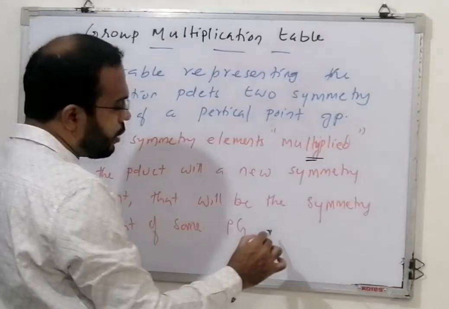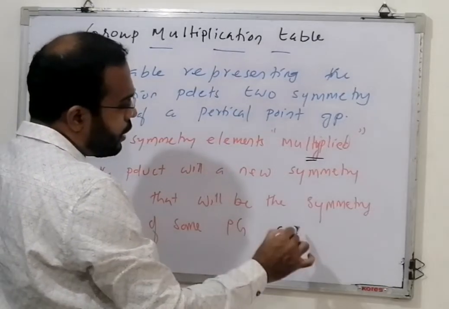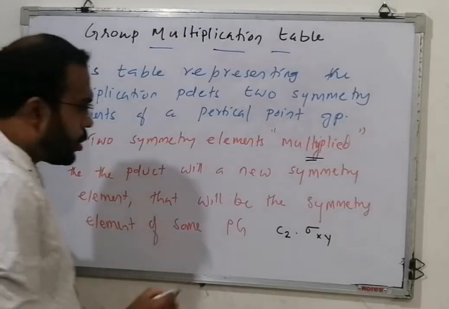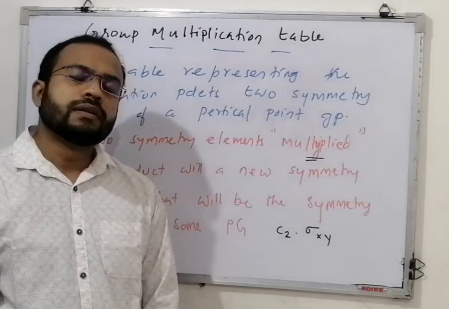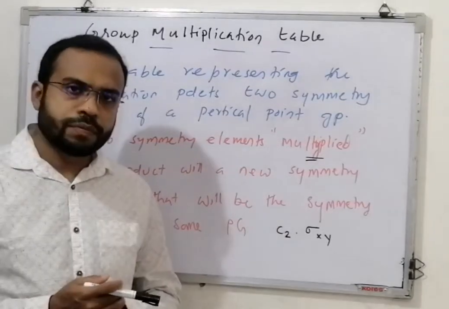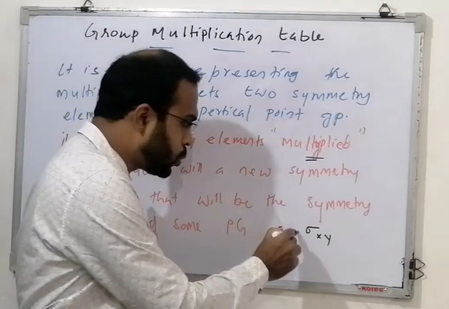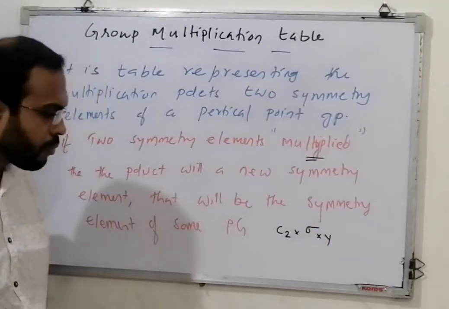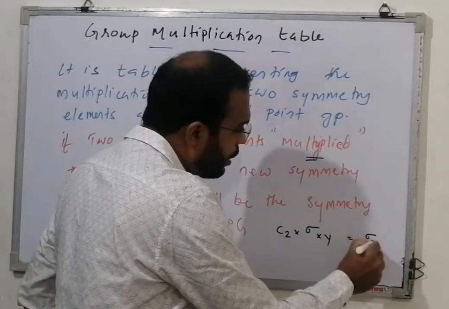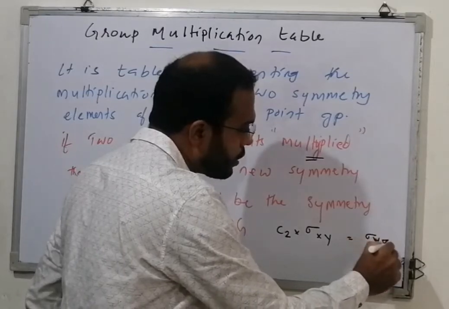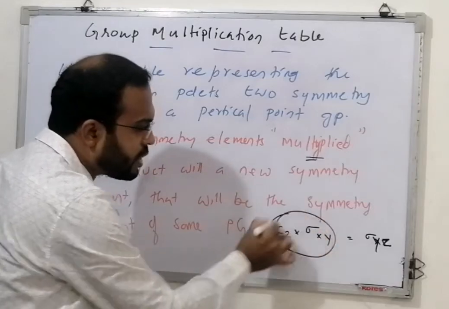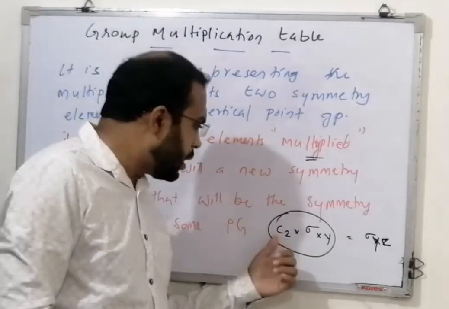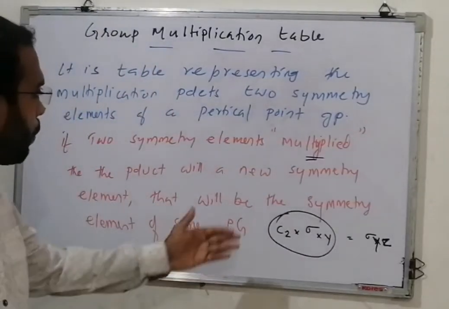I write that like that. C2 into sigma xz. What is the meaning? You take your molecule, then you rotate the molecule with respect to theta axis, that is C2, into, after the rotation, you reflect that molecule with respect to sigma xz plane. Then you will get another, sigma yz. The result of these two operations will be equal to the result of this operation. Fine? The result of these two operations, that is the product of multiplication of two symmetry elements.